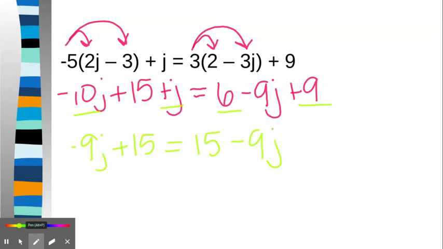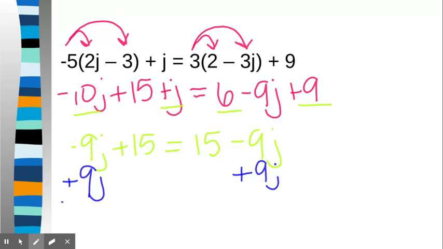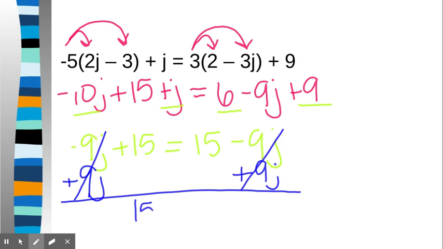Then when I go to move variables to be on the same side, maybe I move this guy. You'll notice things go away again. I'm left with 15 equals 15. That's true. So again, that's not my answer. My answer is identity.